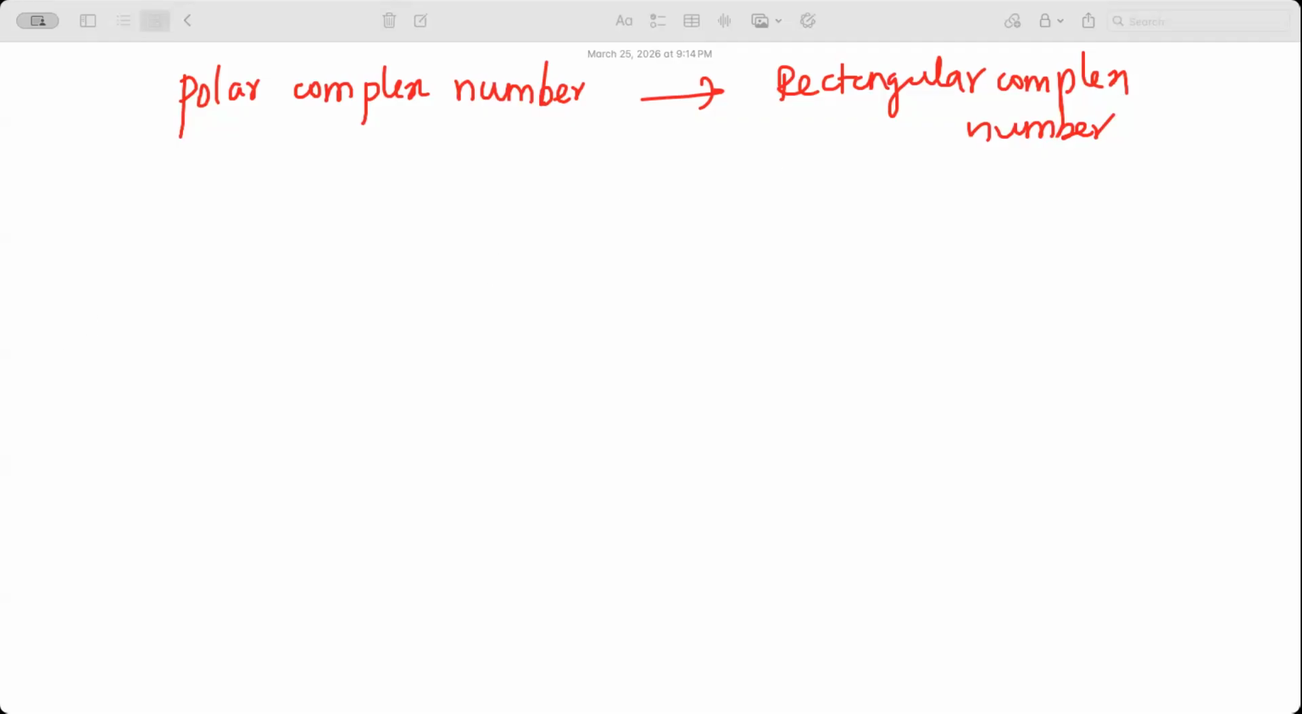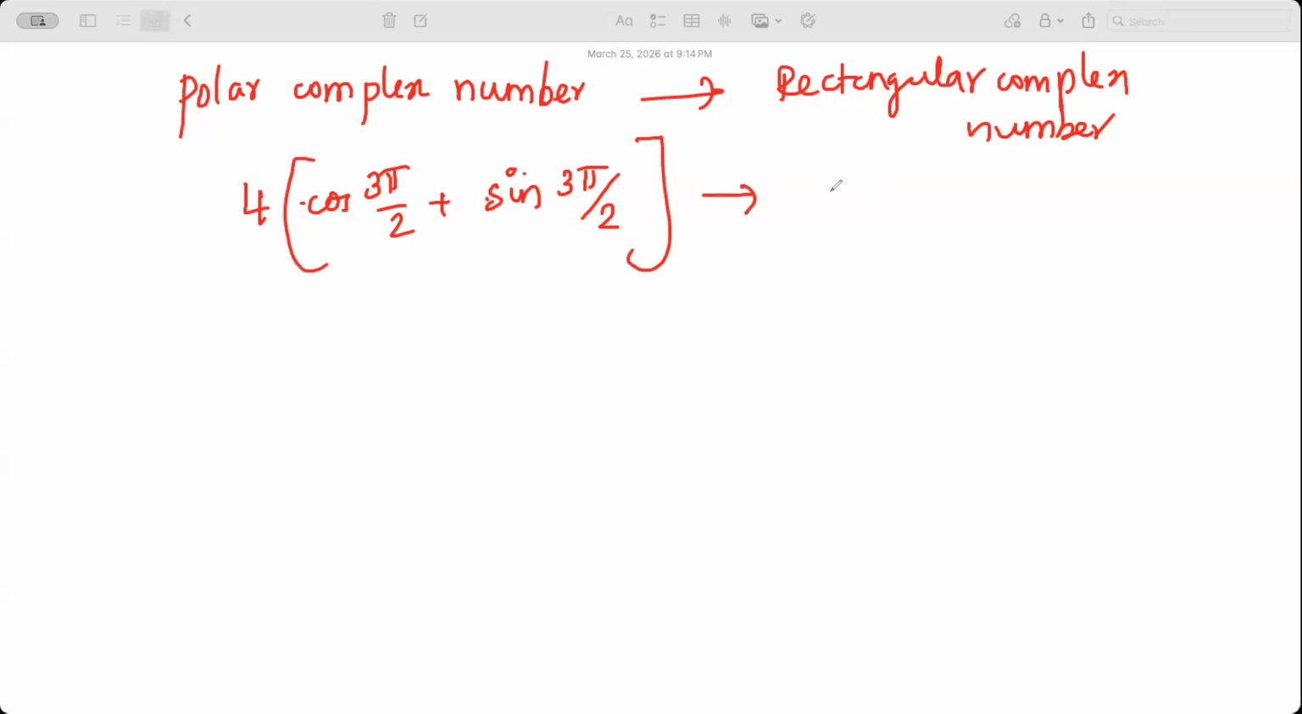Let's see this one, 4 cos 3 pi by 2. Let's have one example. 4 cos 3 pi by 2 plus, or let me write it in the standard format, 4 i sine 3 pi by 2. I'm giving you this number. You're going to convert it to a rectangular complex number. That means I want you to write it in the format a plus bi. Can you try this one, please, guys?